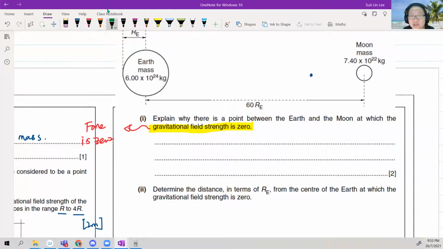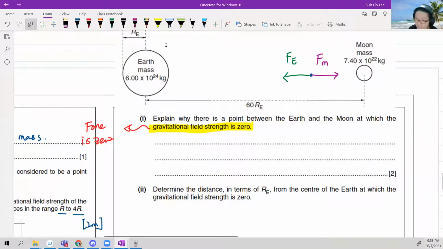Let's say this is a rock here. The Earth looks at the rock and says, come to me. Attractive force of the Earth. The Moon is like, no, no, no, come to me. So they are acting in opposite directions. And if their magnitudes are the same, the forces will cancel out. And when the forces cancel out, the field will cancel out.